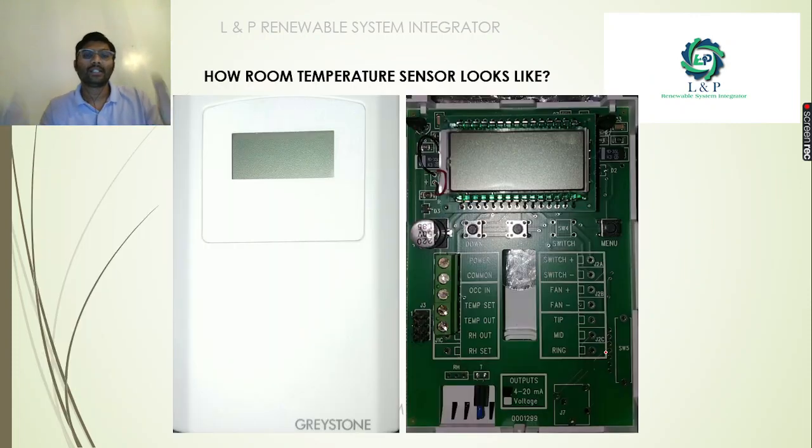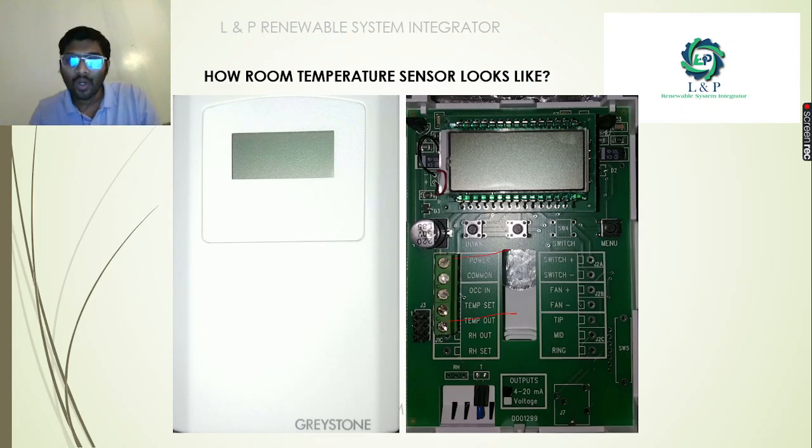If you look into how it looks like, this is how it looks like. We can consider a simple example of a Greystone sensor. As you can see here, we have connections for power, and also connections to monitor the temperatures. In depth, we will try to look at what the different sorts of connections are that we can do.